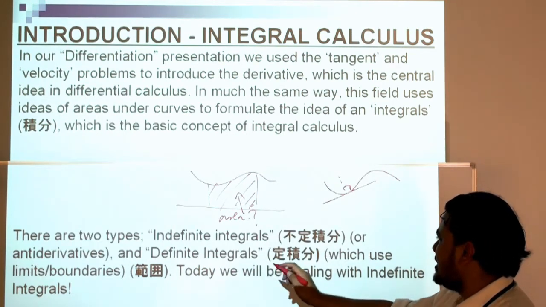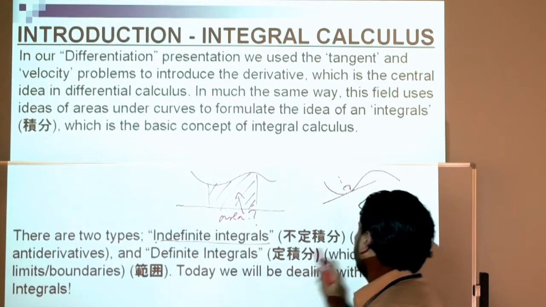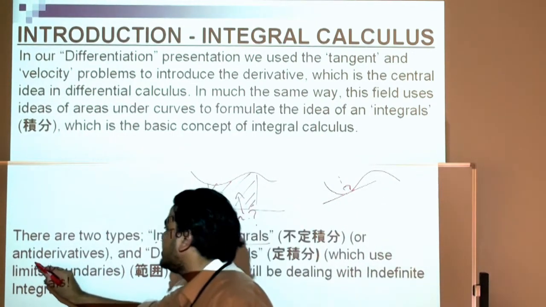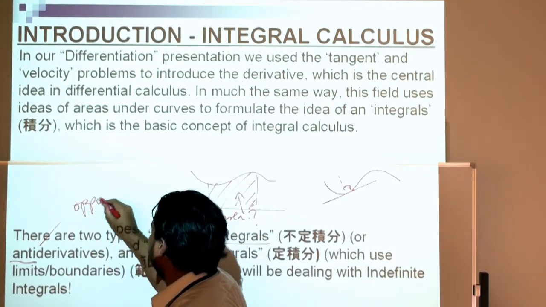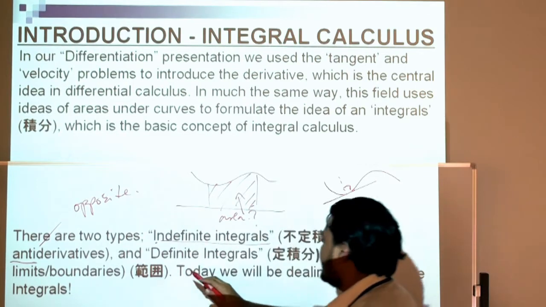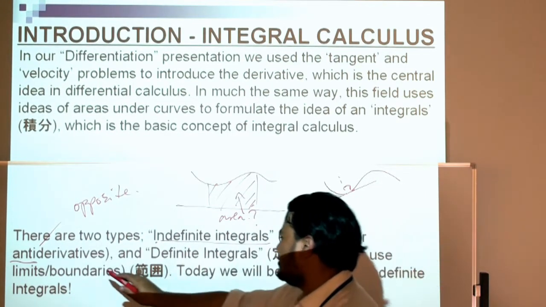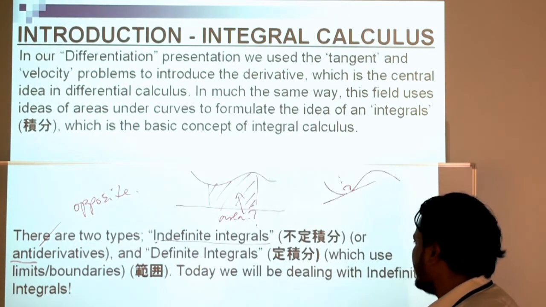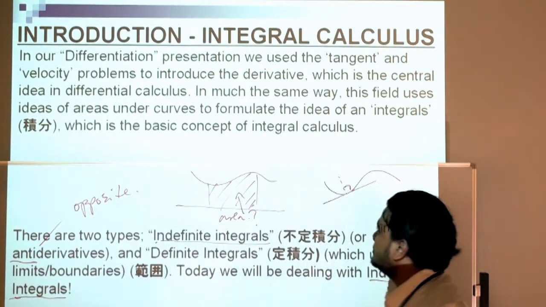There are two types. Indefinite integrals, also known as antiderivatives, so it's the opposite of a derivative. And the other type are definite integrals, and these use limits or boundaries. More on that later. Today we will be dealing with indefinite integrals. What is an indefinite integral?